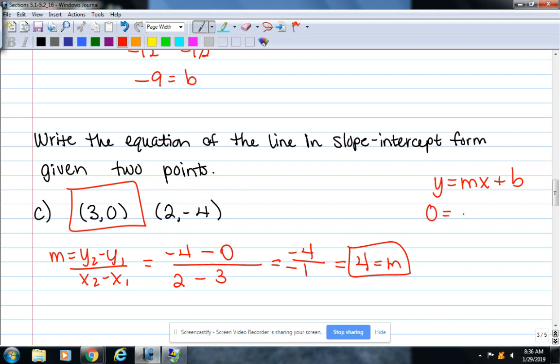0 equals what is M? What is X? 3 plus B. What is 4 times 3? 12. So 0 equals 12 plus B. And how do I solve for B? Subtract 12 everywhere. What's 0 minus 12? Equals B. Do I have M and B? What's my equation?